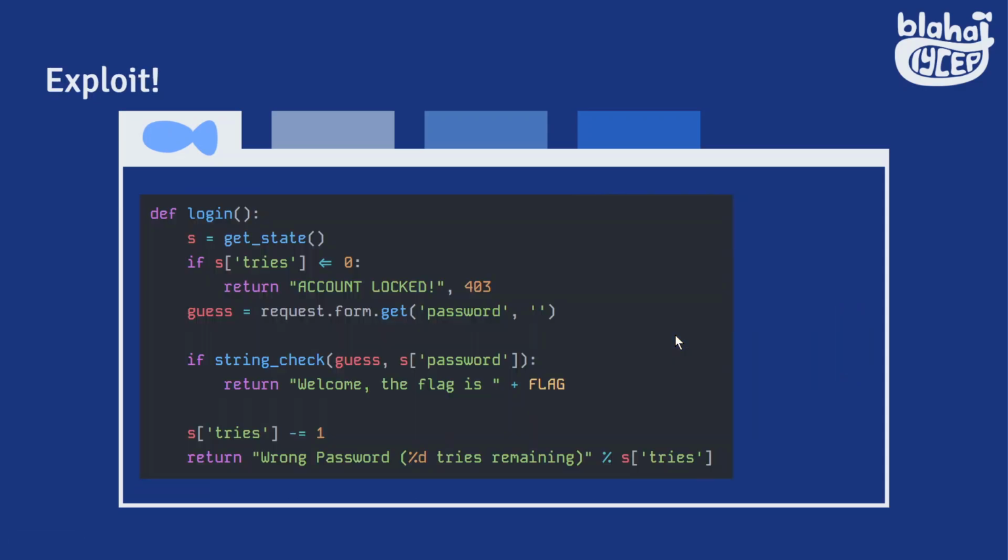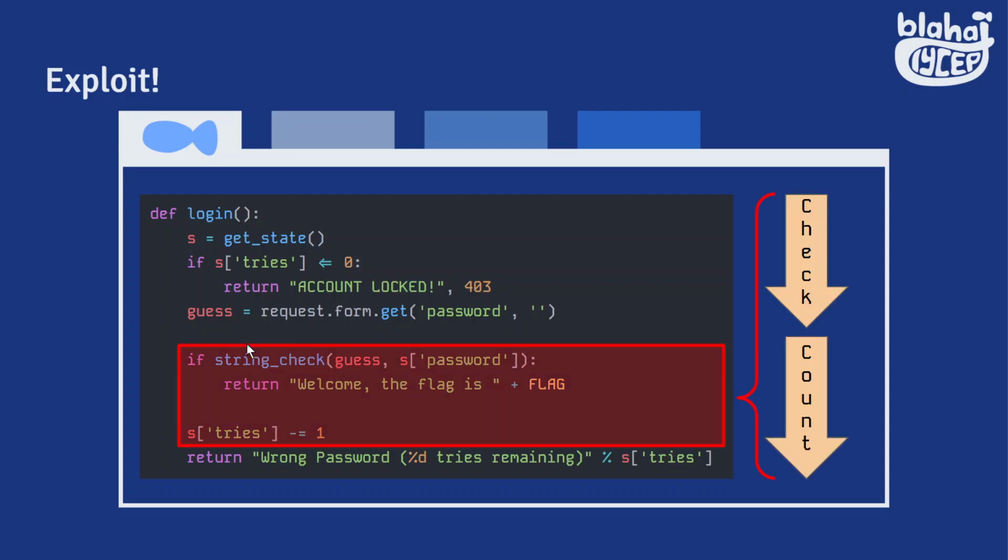So the exploit looks something like this. This is my login function, right? What happens is that it checks for the number of tries, then it gets my password, then it checks for my password, then it subtracts my tries, and then it will tell me how many tries I've left. Something very interesting you should take note of is that I actually subtract my tries after I do my string check.